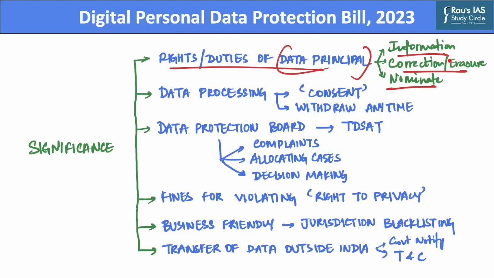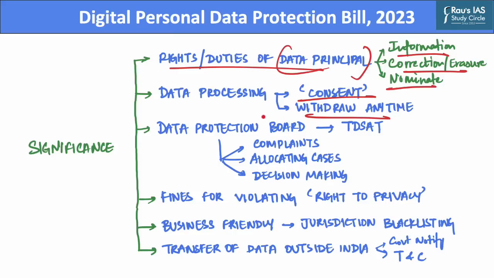Further, this bill also provides that the personal data will only be processed for a lawful purpose after an individual has given consent, and a notice must be given to these individuals before seeking their consent. And this notice should also contain details about the personal data which is to be collected and the purpose of processing such personal data. However, this consent given may also be withdrawn at any time by the data principal.